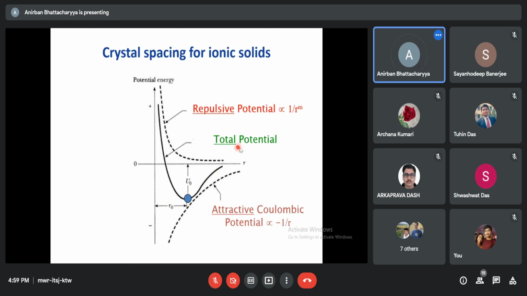If you heat it, the material expands. That is the reason. So this is the whole story of the crystal spacing for ionic solids, and this is a fundamental reason why crystals are formed. If you give a system energy and time, it will finally come to its minimum energy position, and the minimum energy position it will form is a crystal.